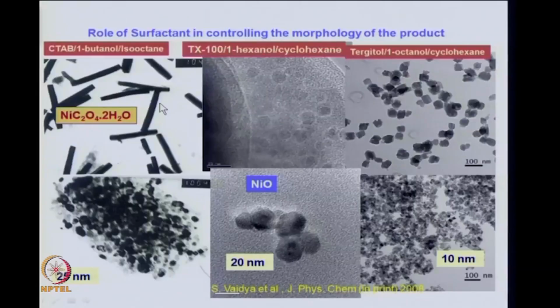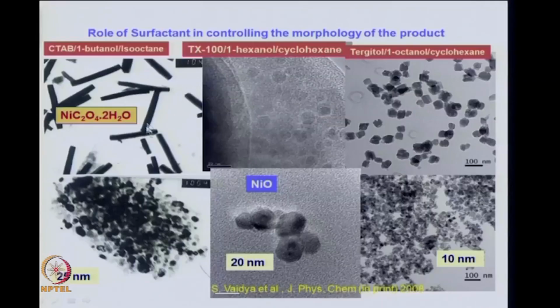This is another case where the surfactant we have changed from cationic surfactant. We always get rods, as we discussed in the previous slides. If you change the cationic surfactant to TX100, this is called Triton X100, it is a neutral surfactant of some molecular weight, some size, we get spherical particles, not rods like you get in cationic surfactants. This is nickel oxalate dihydrate.